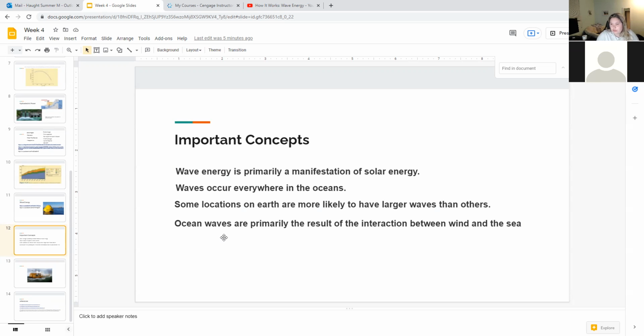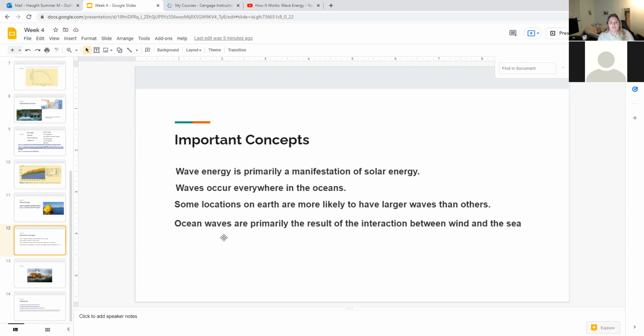So waves occur everywhere in the ocean. That's kind of why it is beneficial. There are waves everywhere, but the issue, going on to that third bullet point, is that some locations on Earth do have larger waves than others, and all of that is related to the fact that there are different temperatures around the world. Because there are different temperatures, there are different speeds of wind or different components of the wind that is ultimately causing some areas to have higher or larger waves. We know that, right? Because places like Hawaii have huge winds and huge waves.